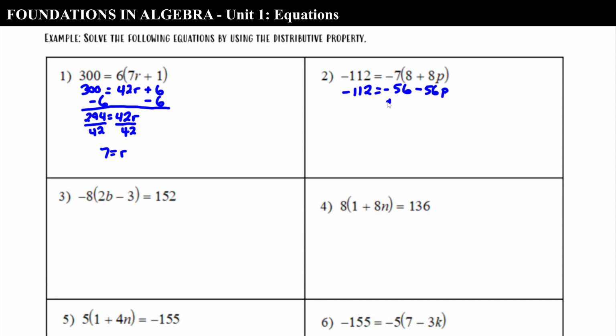All right. We're going to add 56 to each side, because we want to get p by itself. So negative 112 plus 56 is going to give us negative 56. We have negative 56p on this side. And this time around, I don't think you need your calculator for this one. Negative 56 divided by negative 56 gives you 1.